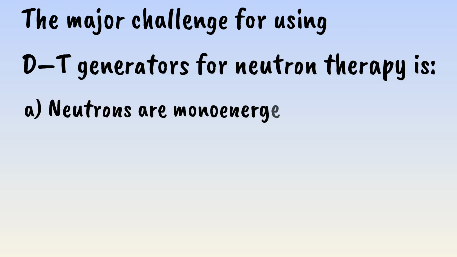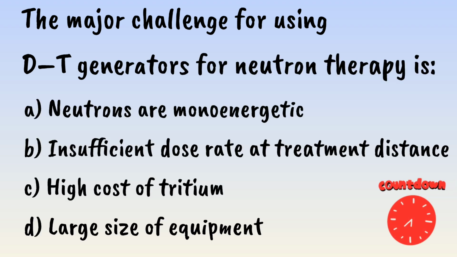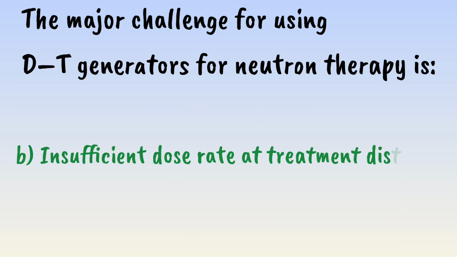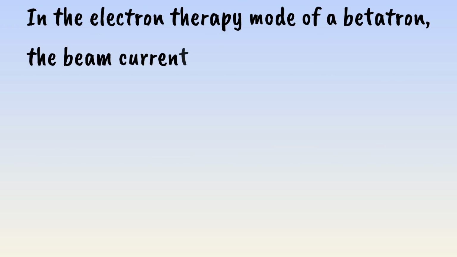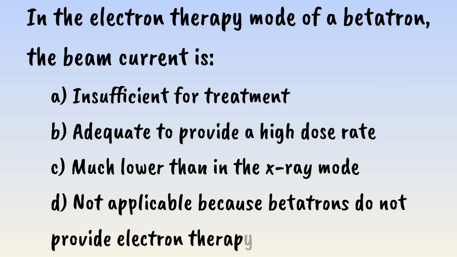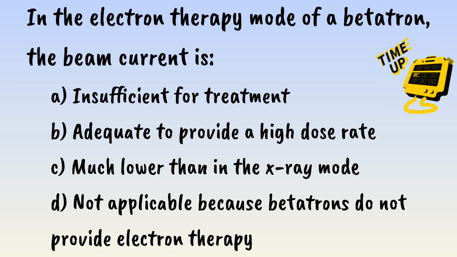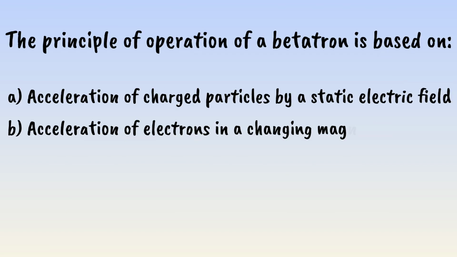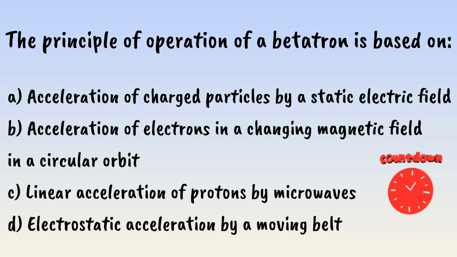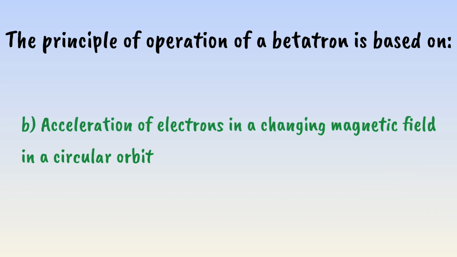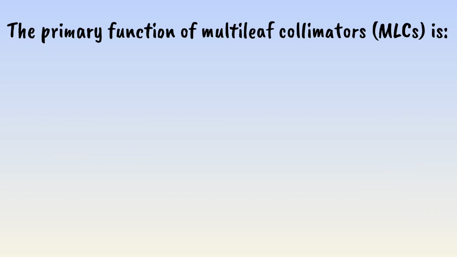The major challenge for using T generators for neutron therapy is. In the electron therapy mode of a betatron, the beam current is. The principle of operation of a betatron is based on. The primary function of multi-leaf collimators, MLCs, is.